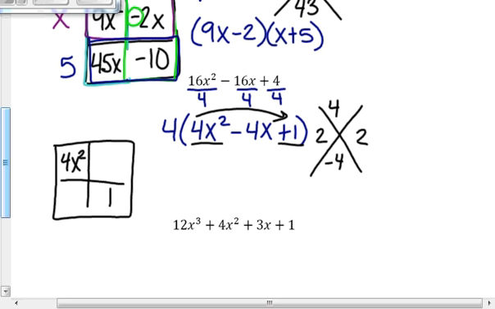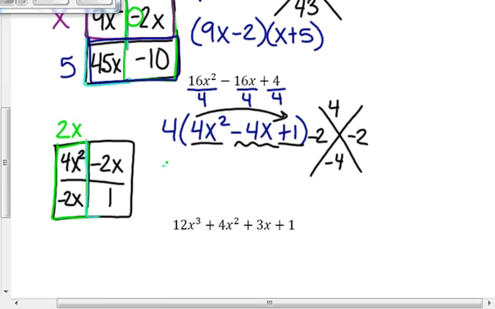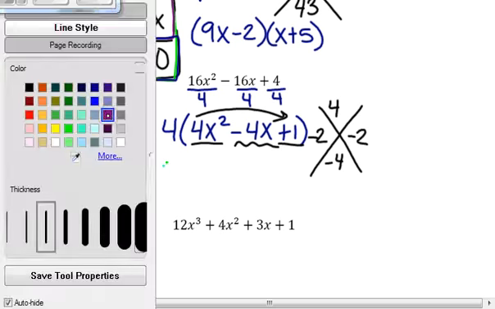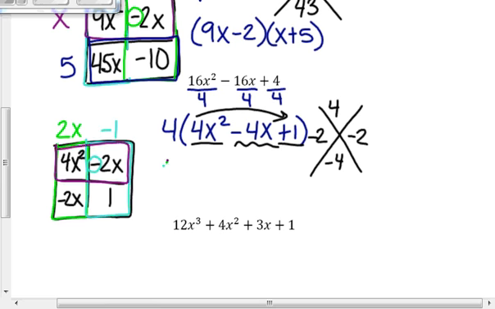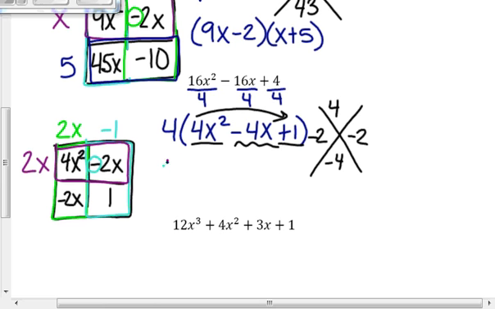Since our middle term is negative, we want these two terms to be negative as well. So we get -2x and -2x. And then pull out your GCFs. GCF in the first column is 2x. GCF in the second column is -1. Again, follow the leader. GCF in our first row is 2x, and GCF in our second row is -1.